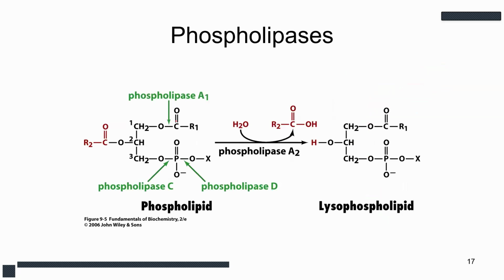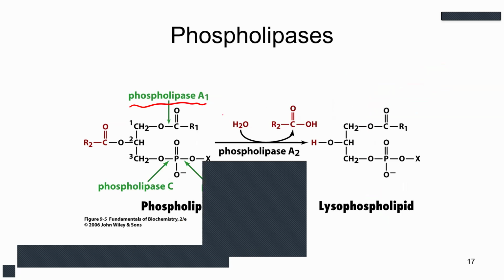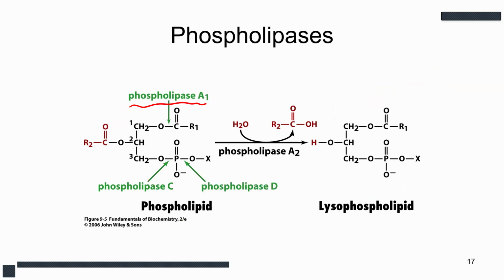Now, these molecules get processed. Glycerophospholipids, specifically, are going to be processed in a unique way. And depending on the enzyme that is involved in processing them, you're going to get a different product. So if we have phospholipase A1, phospholipase C, phospholipase A2, and phospholipase D, these are cutting at different positions.